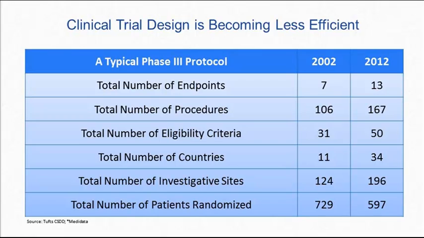For example, if you look here at the total number of endpoints from 2002 to 2012, those nearly doubled. The total number of procedures have increased. Eligibility criteria has gone up from 31 to 50. And what I can tell you is this, okay? If you look at the very bottom here, the total number of patients randomized has declined on average compared to prior years. So basically what this is saying is that protocols are getting more complex, and because of that complexity, we're able to enroll fewer patients. Well, why is that the case?